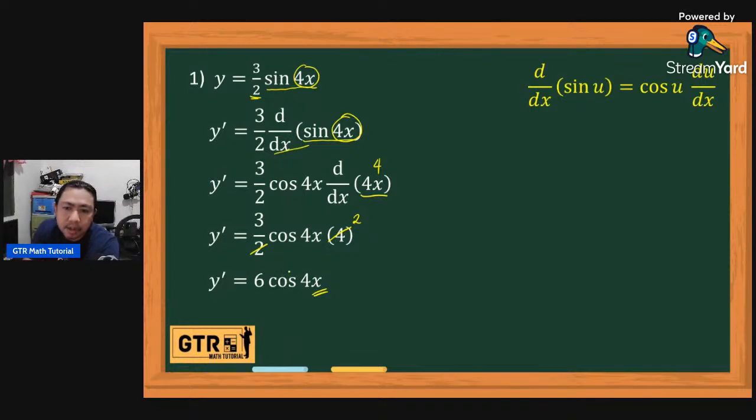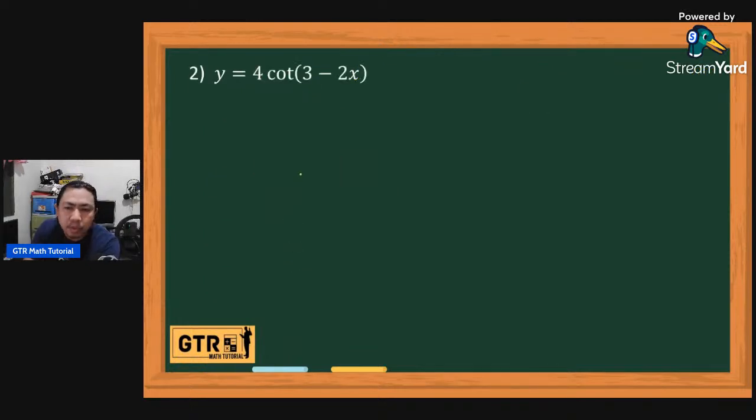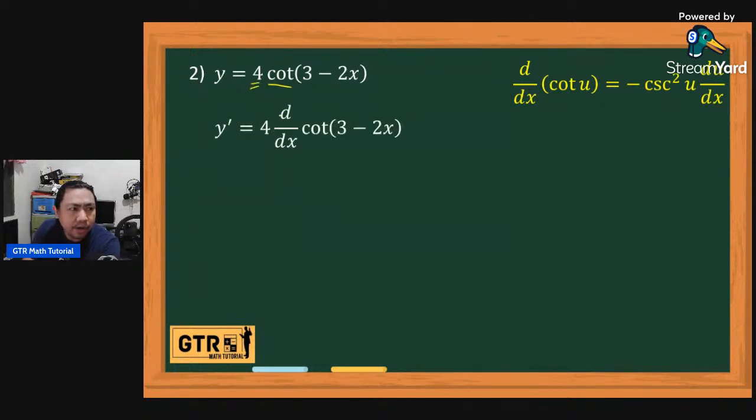Okay, so next example, number 2. y equals 4 cotangent of (3 minus 2x). Cotangent ang ating trigonometric function. So use the formula: derivative of cotangent u equals negative cosecant squared u times derivative of u with respect to x. We have a constant of 4. So let's evaluate. y prime equals 4, then derivative of cotangent is negative cosecant squared u. Hindi pa natin in-evaluate.